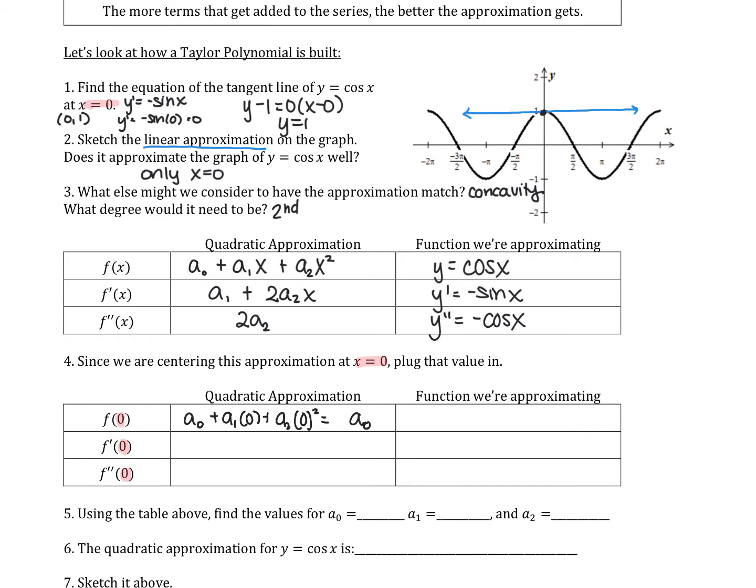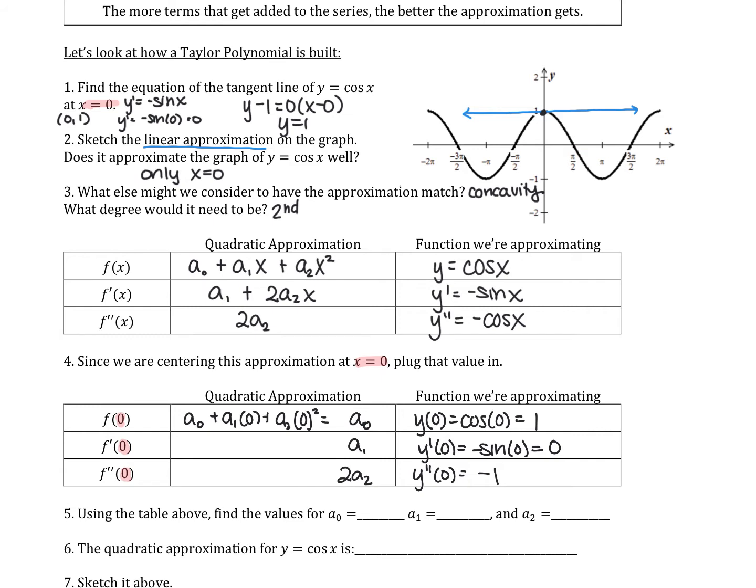Likewise, if I plug in 0 to that function, the derivative, all I would get would be a sub 1, and the second derivative, all I would get would be 2a sub 2. Now, let's plug 0 into the function we're actually approximating. Y of 0 would be the cosine of 0, which we know is 1. Y prime of 0 would be negative sine of 0, which is 0. And then y double prime of 0 equals negative 1, because it would be negative cosine of 0.